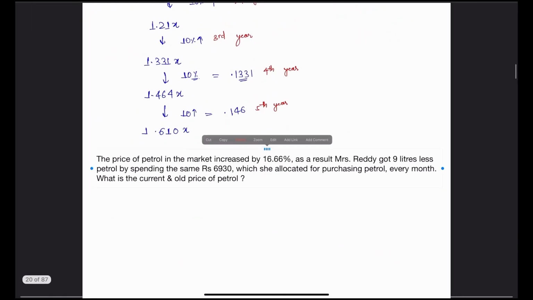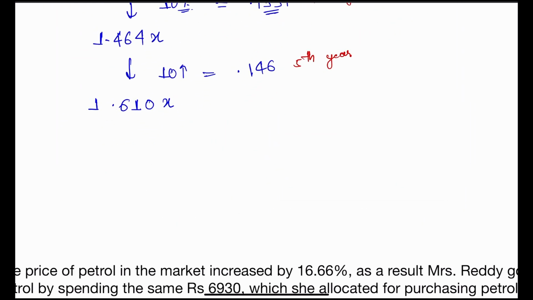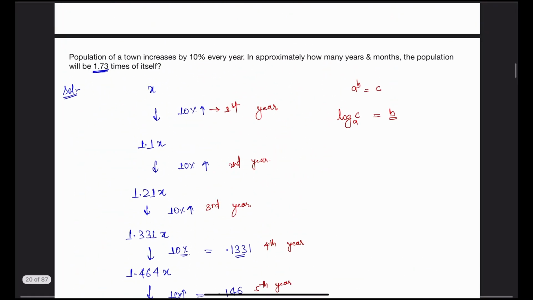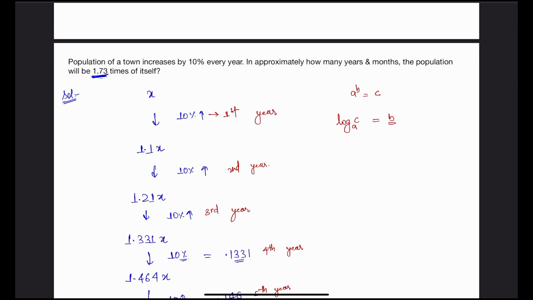Okay, let's scroll it down a little bit, and then 10% increase, so how much will it be in this one? 0.161. We just need to add it in this one, so it becomes 1.771x, but we need only 1.73.